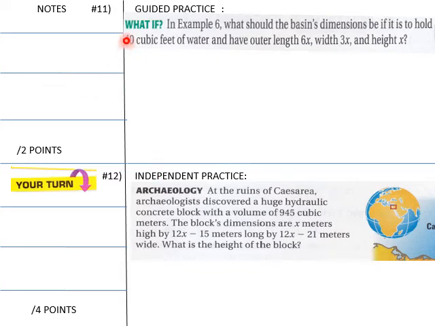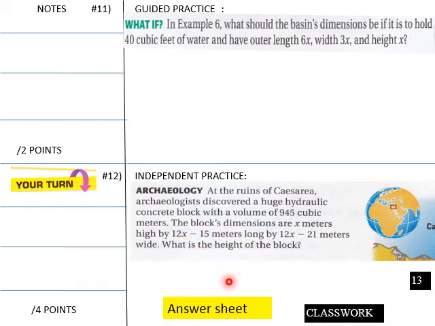And into our next guided practice, in example 6, what should the basin's dimensions be if it is to hold 40 cubic feet and have outer length of 6x, a width of 3x, and a height of x? So we'll use the last example. And then students, this is yours here. Kind of like the same problem here, but with a little bit different situation.